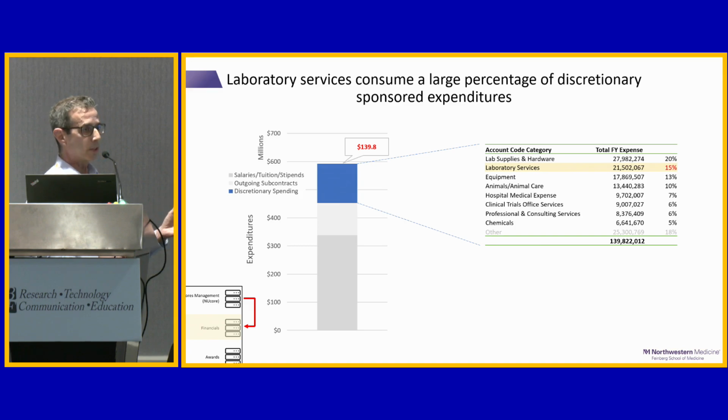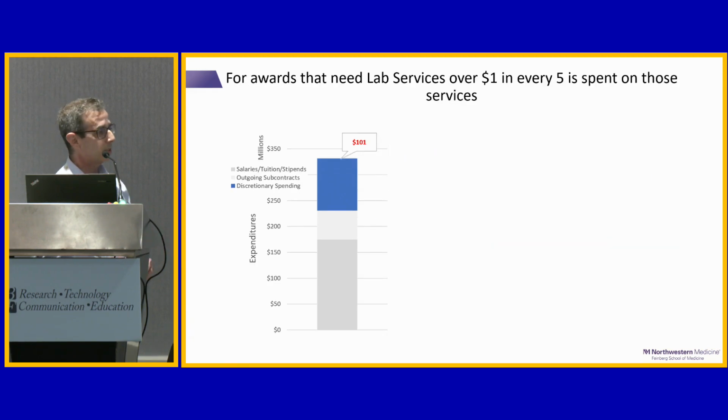We can actually hone this a little bit more sharply in that not all of the awards actually need core facilities, right? So if we look only at the awards that used any sort of a core facility, now we can ask a more focused question: for investigators that use cores, how are they choosing to spend the money? We're now down to about $340 million in expenditures. That discretionary spending is now about $100 million, more or less even.